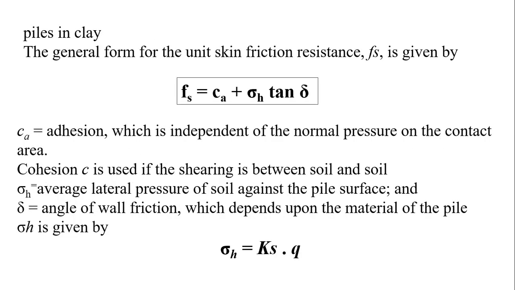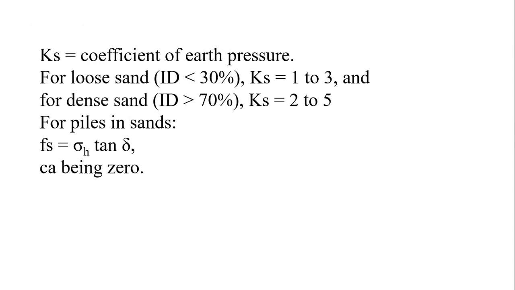If it is clay deposits, the unit skin friction can be calculated using c_a plus sigma_H tan delta. c_a is the adhesion and c is the cohesion between the soil and the pile. Sigma_H is the average lateral pressure acting on the soil-pile interface, and delta is the angle of wall friction. Sigma_H is equal to K_s into q, where K_s is the coefficient of earth pressure. So F_s is equal to sigma_H into tan delta.